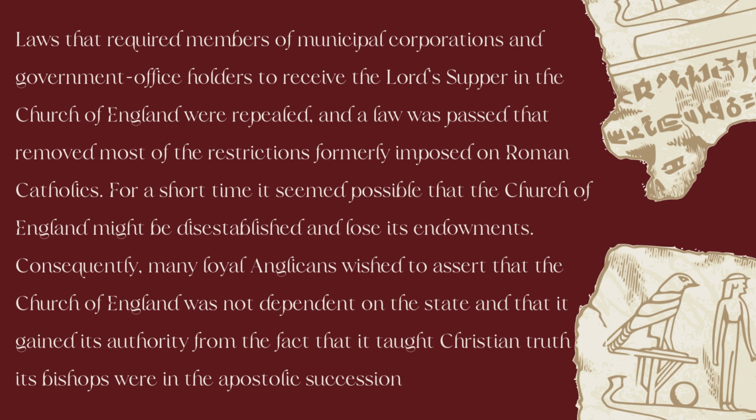This was the main basic reason why the Oxford movement was supported in England. And for a short time, it seemed possible that the Church of England might be disestablished. Consequently, many loyal Anglicans wished to assert the Church of England was not dependent on the state. Therefore, the rivalry between state and the Church of England was put to an end, and it gained authority from the fact that it taught Christian truth and its bishops were in the succession of Catholics.